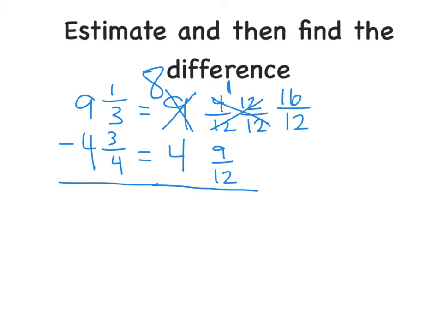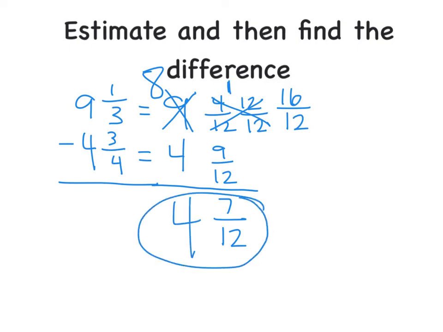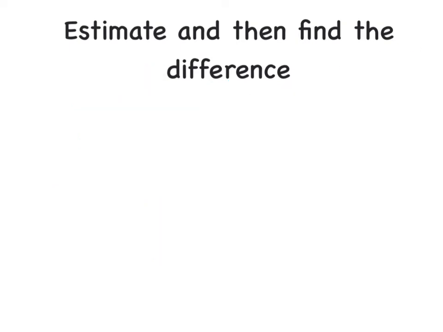Now I can subtract. 16/12 minus 9/12 is 7/12. And then I'll subtract my whole numbers. 8 minus 4 is 4. So my final answer is 4 and 7/12, which if I had estimated, I would have 9 minus 5, which is 4. So that is reasonable. We'll look at one more example together.